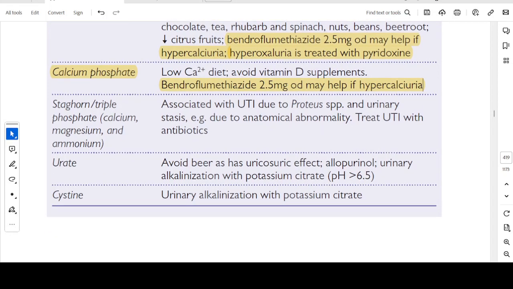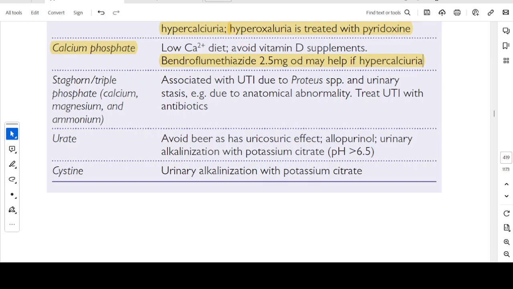Staghorn or triple phosphate stones: calcium, magnesium and ammonium phosphate stones associated with UTI due to Proteus species and urinary stasis, for example due to anatomic abnormality. Treat UTI with antibiotics.